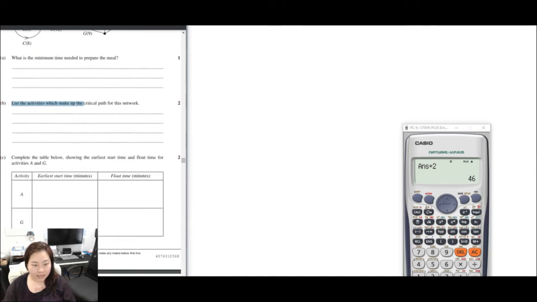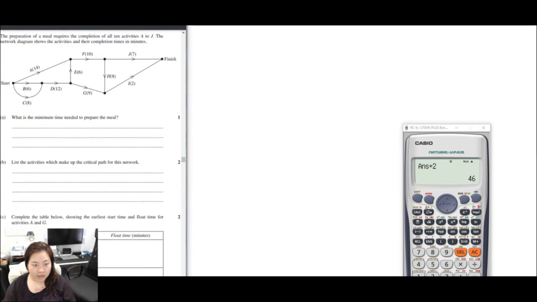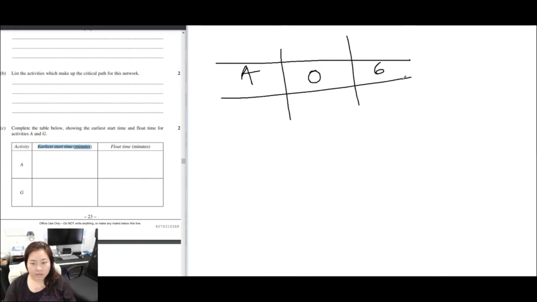Okay, C. Complete the table below showing the earliest start time and float time for activities A and G. The earliest start time for A is 0 minutes. Float time, C and D, that's 20 minutes, so it was floating for 6 minutes. So I'm going to say A starts at 0, floats for 6 minutes.